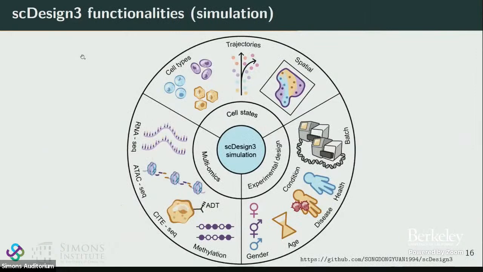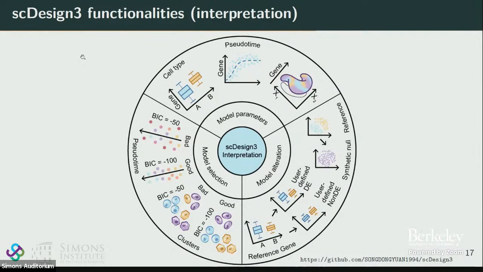So here's just a figure showing what this new simulator can do. For the simulation part, it can generate data from different cell states and also different features and also different experimental designs. And for the application part, when we apply the simulator to real data, we can infer the model parameters to interpret our data. And we can also do model selection based on the likelihood. And also we can do model alteration. We can alter the model in a way that matches our null hypothesis, so we can generate the synthetic null data.